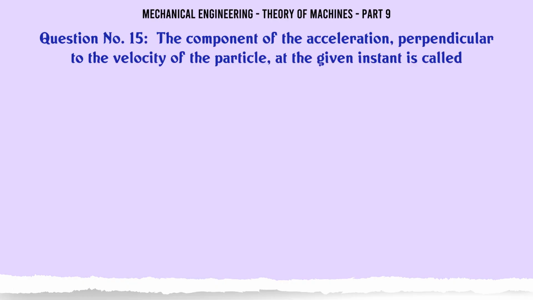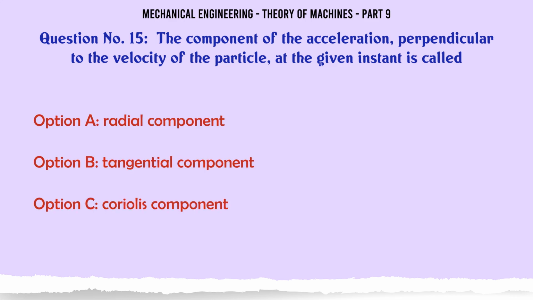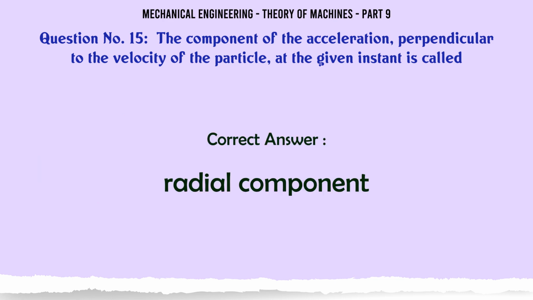The component of the acceleration perpendicular to the velocity of the particle at the given instant is called: A. Radial component, B. Tangential component, C. Coriolis component, D. None of these. The correct answer is radial component.